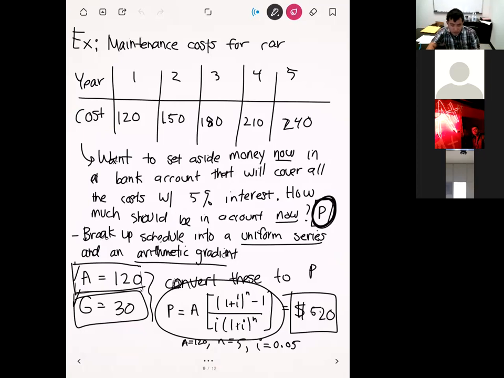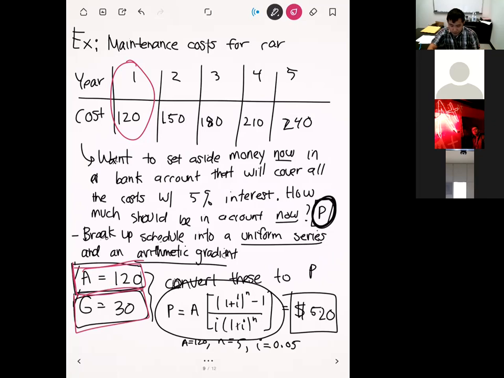Okay. What I did was I said that this payment schedule we can break up into two contributions, right? One contribution would be the uniform series, and the uniform series would start at 120 because that's how much the costs start at in year 1. So we have an A of 120 here, and then this amount is increasing by 30 each year after that, so we have a G of 30. We need to take both of these, A equal to 120 and G equal to 30, and convert those into P's using the cash flow conversion formulas.